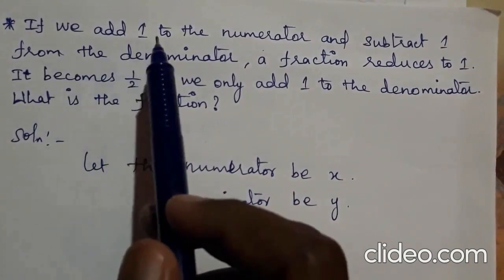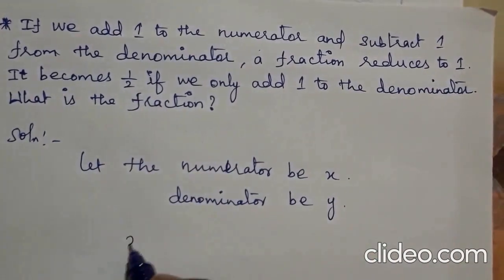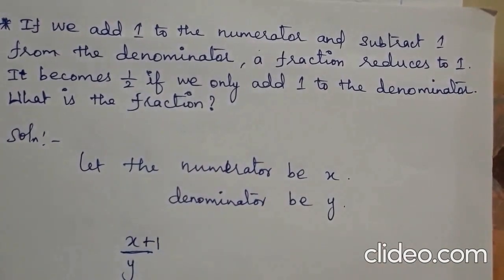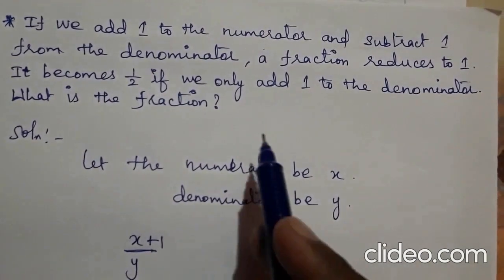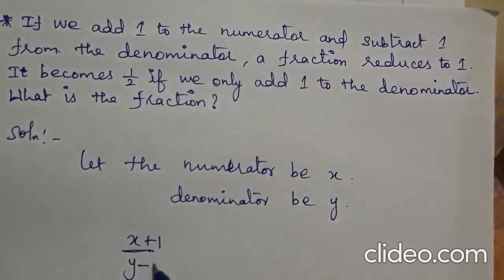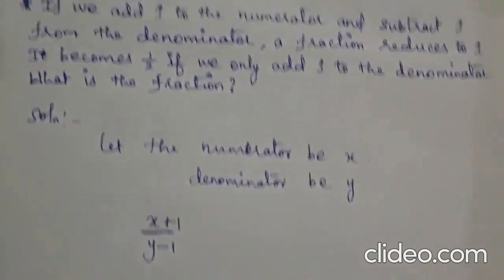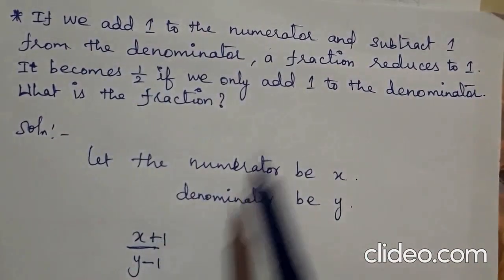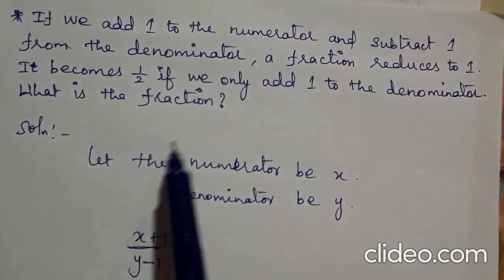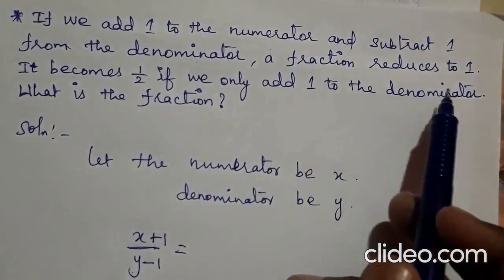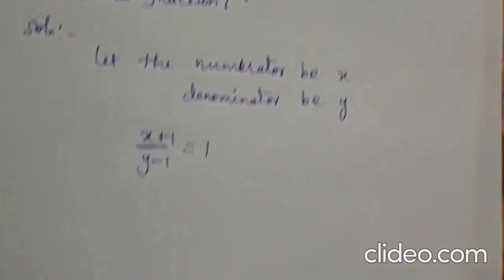First, with that fraction we don't know, if we add 1 to the numerator and subtract 1 from the denominator, the fraction reduces to 1. So we will get 1. This is the first condition.